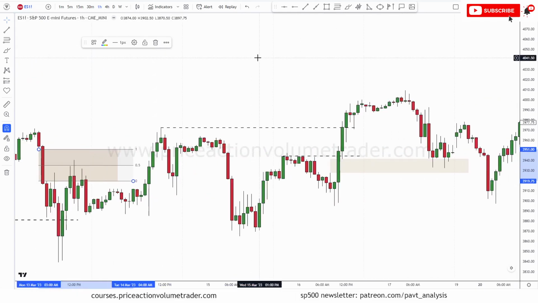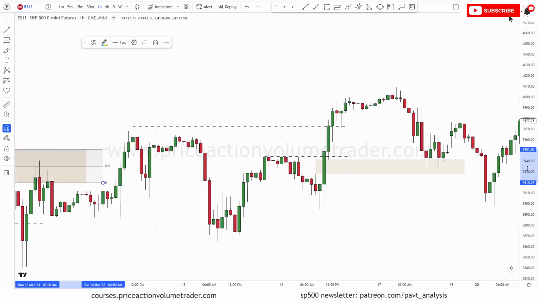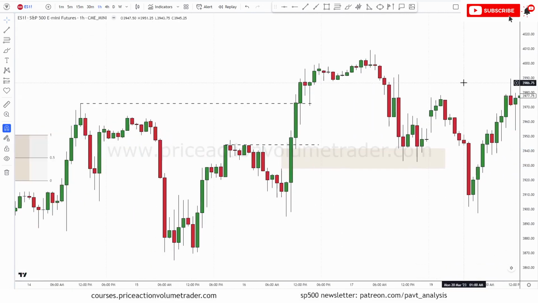If we go into the next example here, you can see again, we had this big resistance level, this previous swing high, and then we come up and price has a very impulsive move up, breaking this and shifting market structure to the upside. So now we're looking for pullbacks to go long.